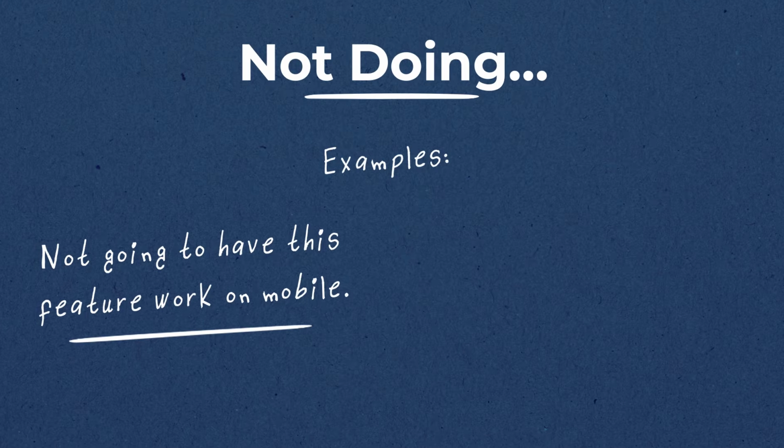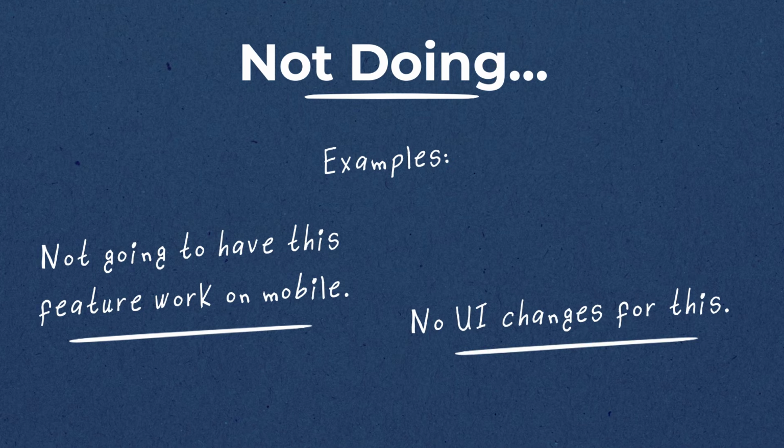So first we went through some of the problems that we want to address. We then listed out the outcomes. And the third step is to list all the things that we're not going to be doing. You'll find that when you start to say what we're not going to do, it actually gets really clear on what we are going to do. Some examples might be that you're not going to have this feature work on mobile. It just isn't necessary to fix the problem with that outcome. We may say that, hey, we don't actually need any UI changes for this.